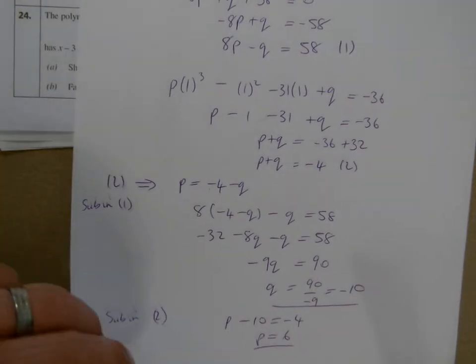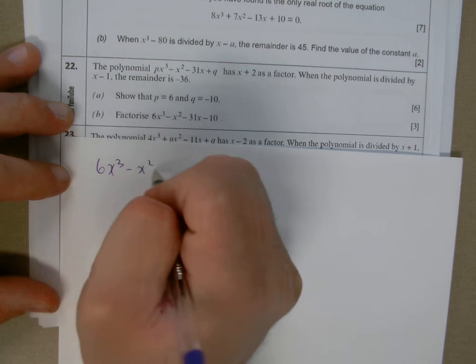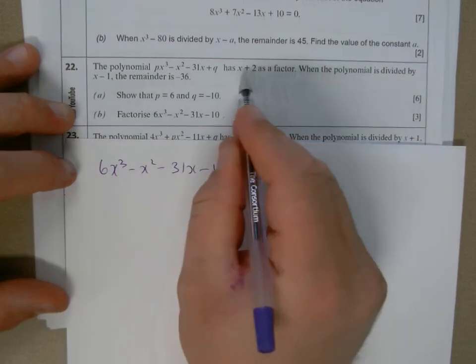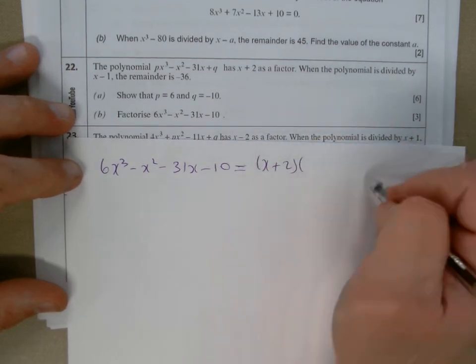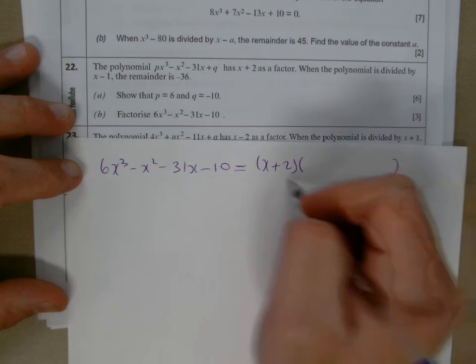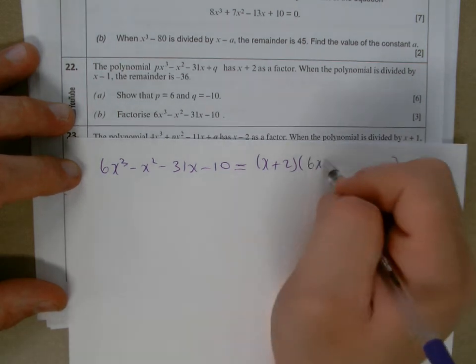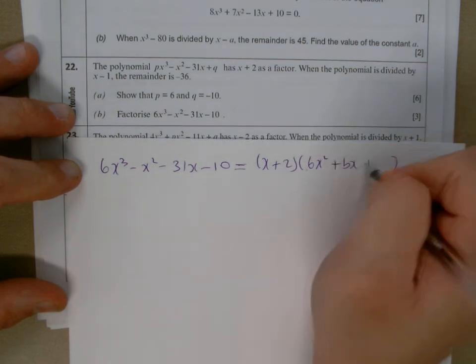Then it says to factorize it. So we now need to factorize f of x, which is 6x cubed minus x squared minus 31x minus 10. The good thing is we know x plus 2 is a factor, so I can have that as a factor. We just need two other brackets. Those two other brackets multiplied will be a quadratic.